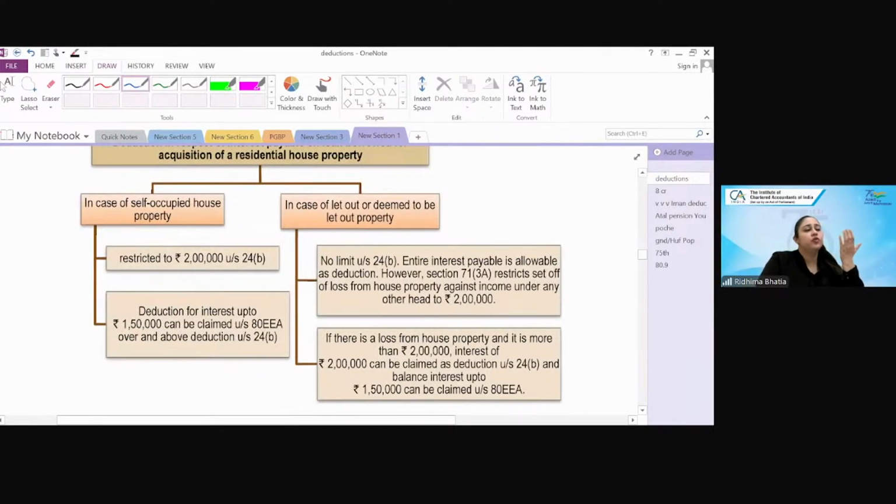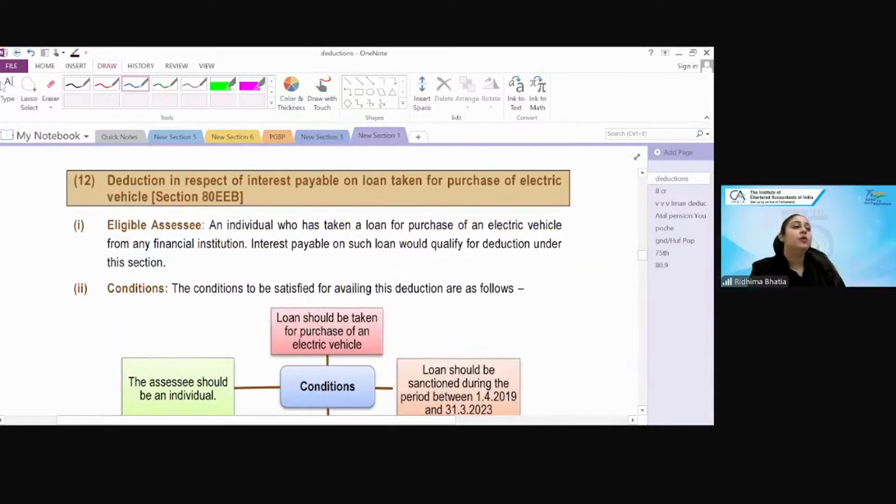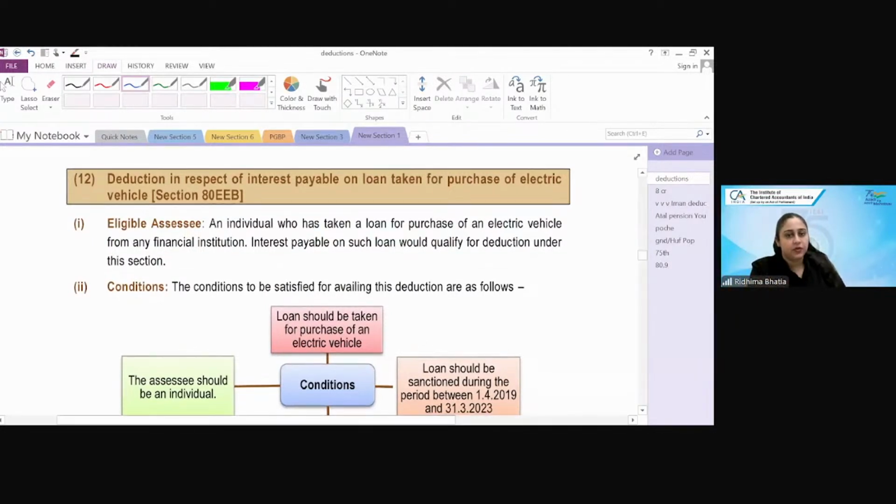It can happen that if I have a self-occupied house and I am paying 3 lakh of interest, so I will claim 2 lakh there, 1 lakh here. It's totally upon you to see where you get better results, where the assessee gets better benefit. That is how you have to apply. The answer would not be wrong, but your knowledge as a CA would be undermined, in that you are not giving a better tax benefit.